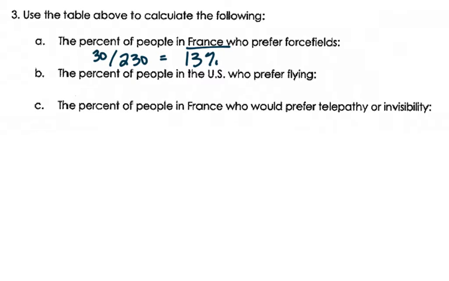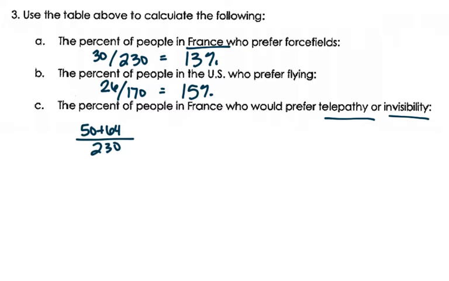Alright, part B, the percent of people in the U.S. who prefer flying, so that is 26. I'm going to have to add up all the people in the U.S., get 170, and if I change this to a percentage, I get 15%. And then the last one, the percent of people in France who prefer telepathy or invisibility. That's 50 plus 64 out of everybody in France, 230. So that's about 49.6%. If you're typing in answers on a test, I'll tell you exactly how many decimals to round it to.